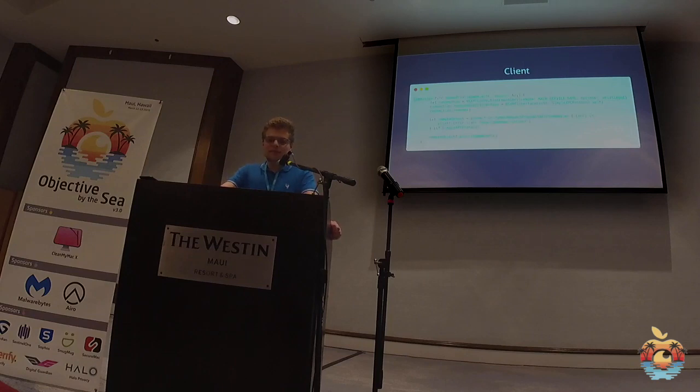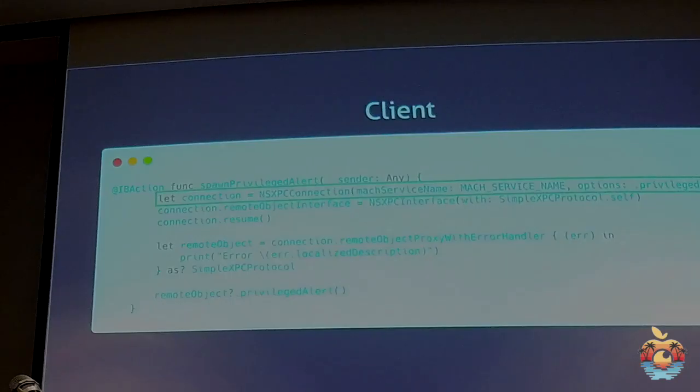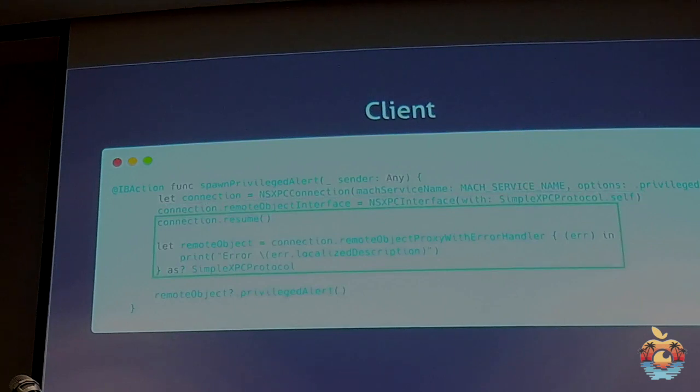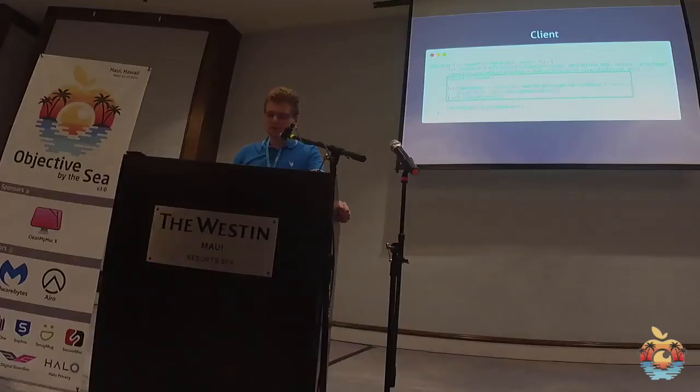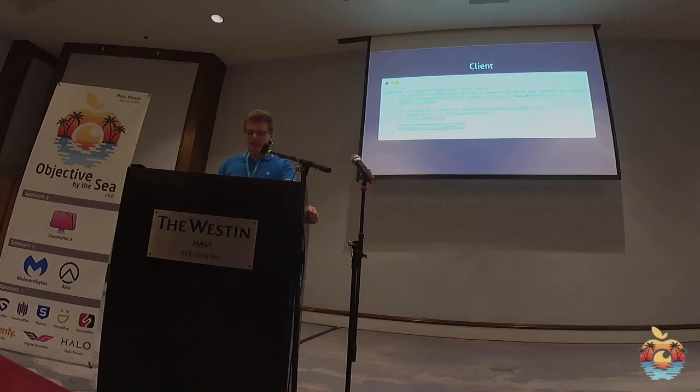From the client perspective, at first we need to create an NSXPCConnection object and connect to the Mach service name. Then we set the remote object interface, which the object on the other side, on the server side, has to conform to. Then we resume the connection, set the remote object proxy with the error handler, and we ask the XPC server to perform our privileged action.